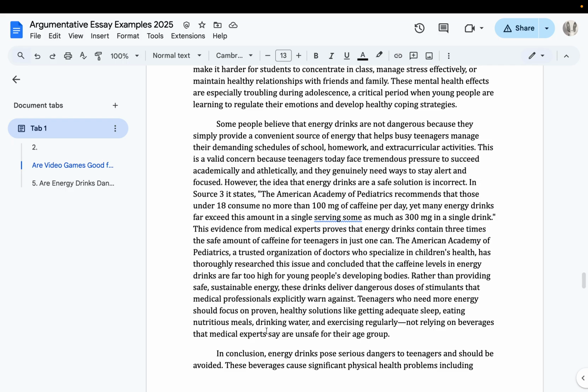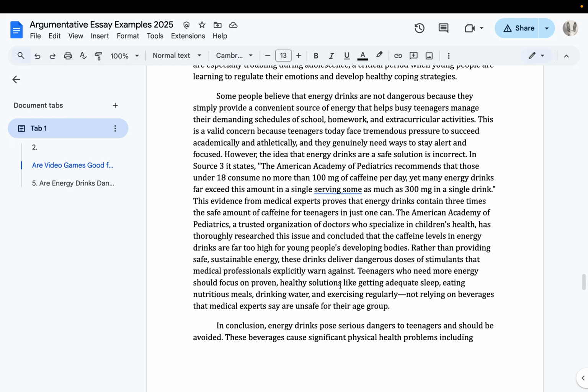The American Academy of Pediatrics, a trusted organization of doctors who specialize in children's health, has thoroughly researched this issue and concluded that caffeine levels in energy drinks are far too high for young people's developing bodies. Rather than providing safe, sustainable energy, these drinks deliver dangerous doses of stimulants that medical professionals explicitly warned against. Teenagers who need more energy should focus on proven healthy solutions like getting adequate sleep, eating nutritious meals, drinking water, and exercising regularly, not relying on beverages that medical experts say are unsafe for this age group. This is a great counterclaim paragraph.